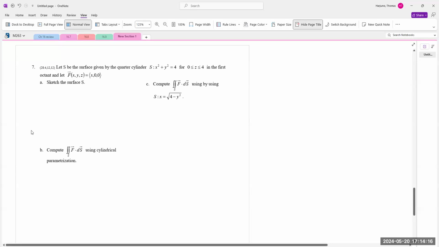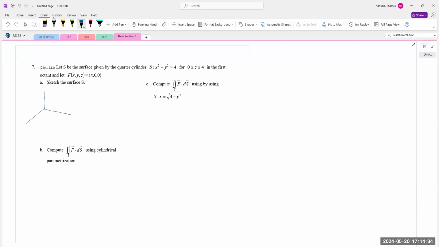Number 7. Let S be the surface given by the quarter cylinder x squared plus y squared equals 4 for z between 0 to 4 in the first octant. Oh, okay, so in the first octant, the radius is 2. Just in the first octant. So approximately that's what it looks like. Let's help with the shadowing.